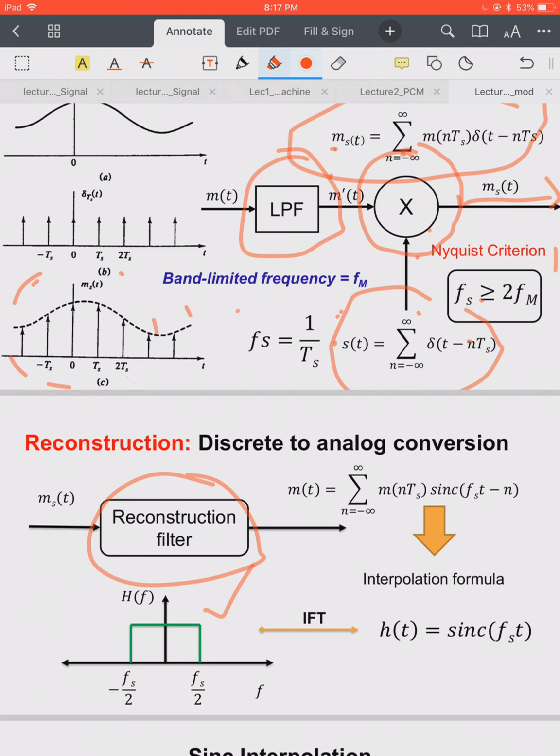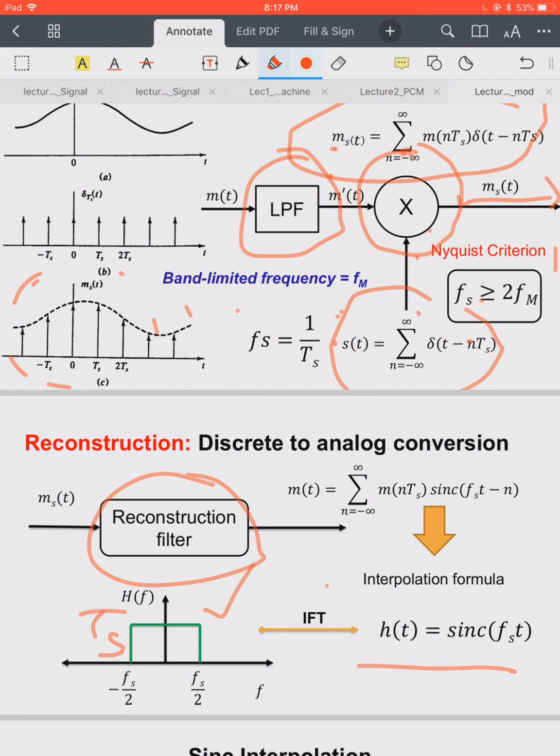So the frequency domain representation of this reconstruction filter is basically a low pass filter whose passband is from minus fs by 2 to fs by 2. I think the magnitude here will be Ts, okay. So that is one correction you should make. Its magnitude is not 1, but its magnitude will be Ts. So obviously, this filter is an LTI system.